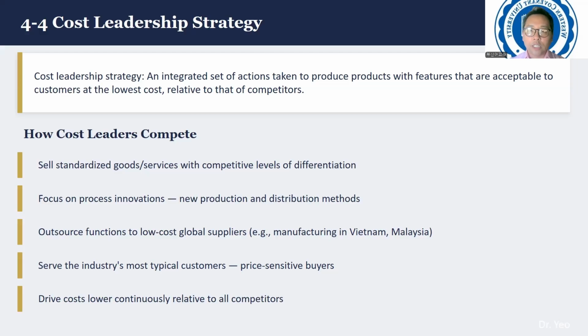The question for these firms is not how do we make customers happy with the extras? It is how do we strip away everything that adds a cost without crossing the line of unacceptability? That is a very different strategic mindset. That's cost leadership.